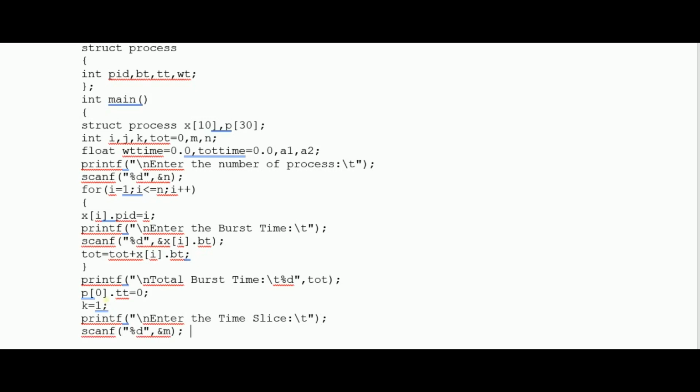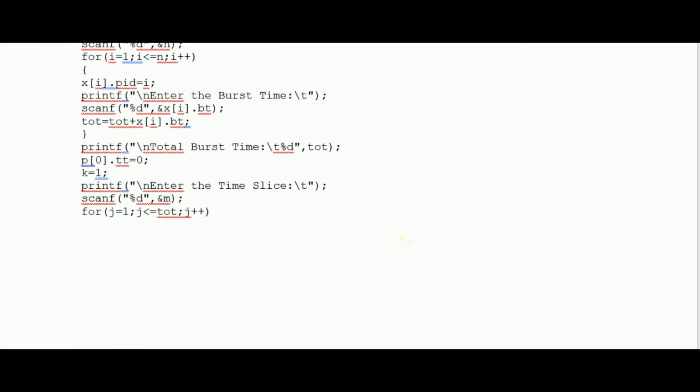Slice time means that each process should be processed in a processor for that much time. For example, if slice time is 3, so the process will process for 3 seconds. If the slice time is 2, then each process will be processed for 2 seconds, and then the processor will switch to the next process, and so on. So here the user will be asked for the process.